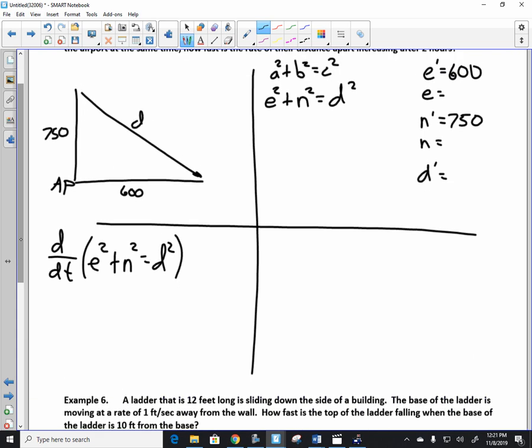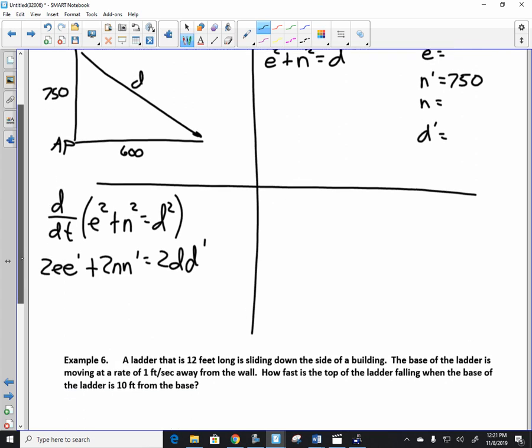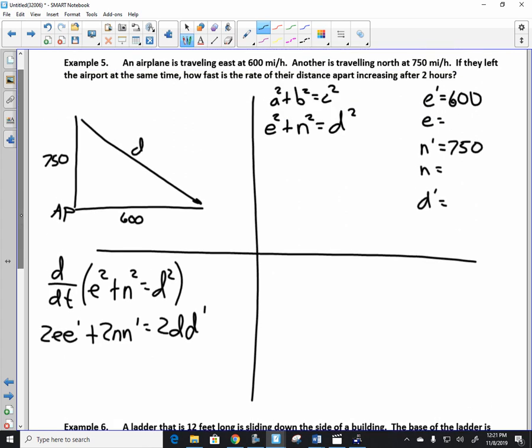And as I do that, what's the derivative of E squared? 2E E prime. Plus, what's the derivative of N squared? 2N N prime is equal to 2D D prime. Awesome. So that's what I have. What's interesting here, though, is that I have E prime. I know E prime, but I don't know E.